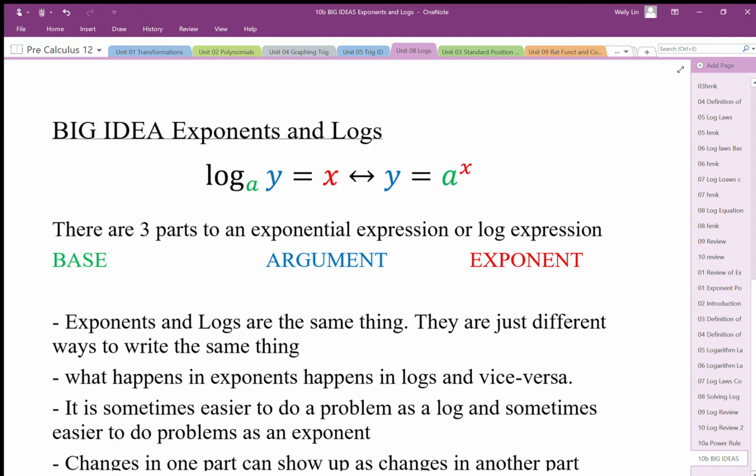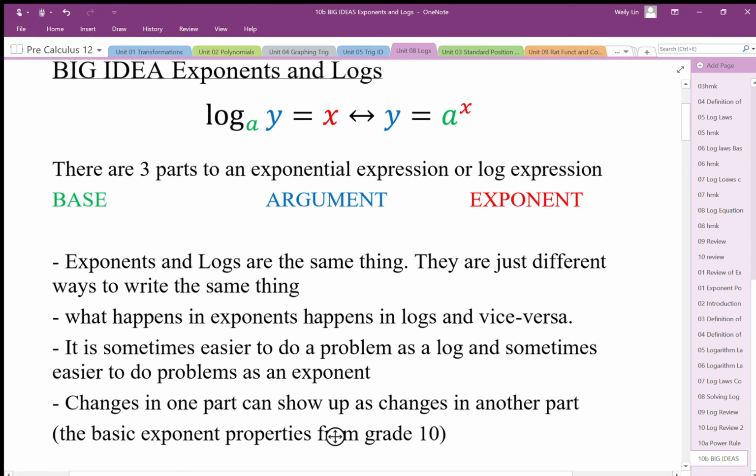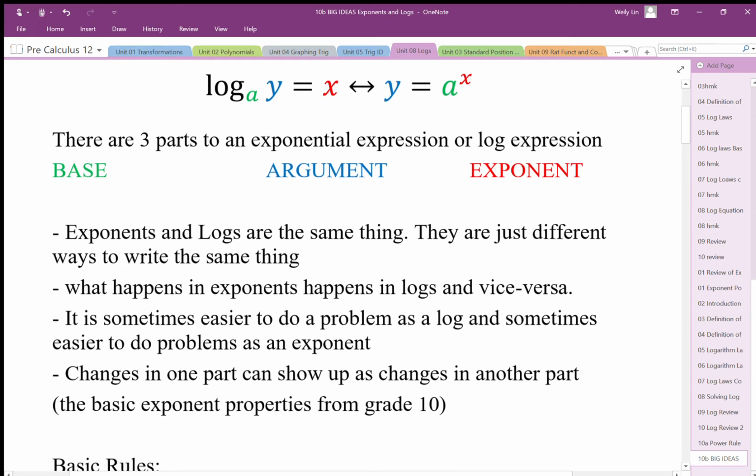So again, just remember that logs and exponents are the same thing. They're just different ways to write the same thing. And since they are equivalent expressions, something must be happening in exponent form and vice versa. When we look at a log expression and it's really complicated and difficult, we might want to just switch it to an exponential expression and deal with it in exponential form. There's no big deal in doing that because essentially logs and exponents are the same thing.